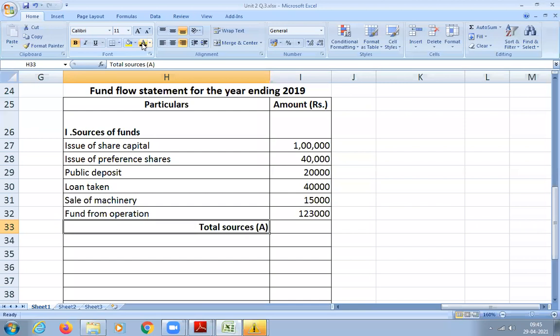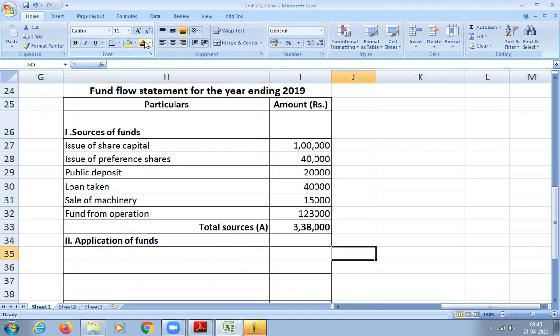3,38,000, sir. 3,38,000. What about the others? How much are you getting? Same, sir, 3,38,000. Okay, that's the right answer. Next. What is the next thing you have to write? Application of funds.